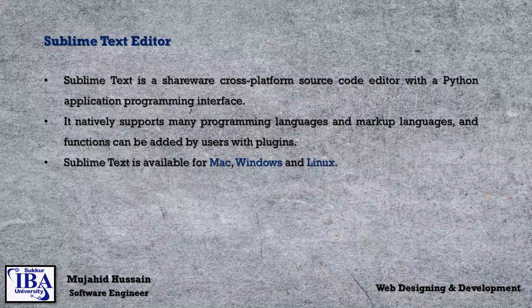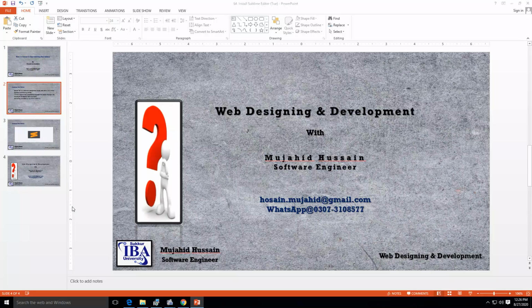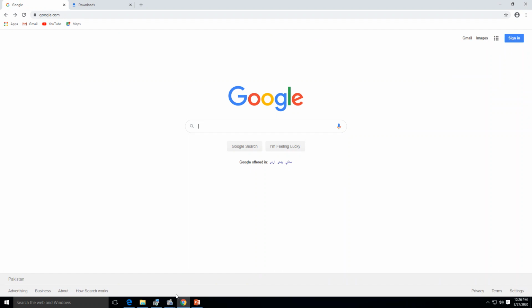Sublime Text is available for Mac operating system, Windows operating system, and Linux operating system. If your PC is Mac based, Windows based, or Linux based, you can download the Sublime text editor, install it, and start working on it. So today we are going to start with Sublime.